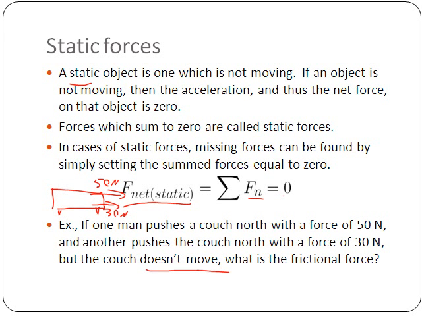If the couch doesn't move, that means the acceleration is zero, which means that the net force has to be zero. So there has to be some other force which is pushing back. In this case, that's likely to be friction. And so the question is, what is this frictional force?